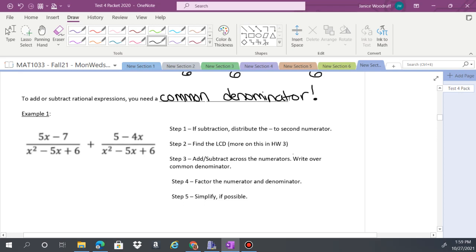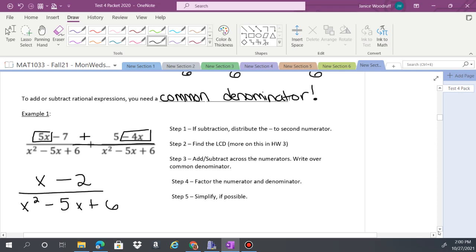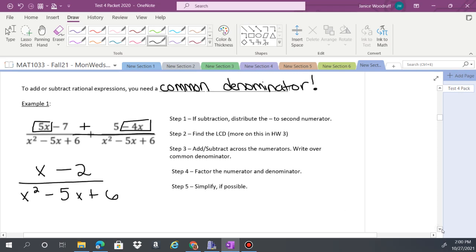So we just add and subtract across the numerator. So here I'm just going straight across, and I'm adding, which means I am just going to combine like terms here. So I have 5x minus 4x gives me an x, and negative 7 plus 5 gives me a negative 2. And then I write that over the common denominator, which is this x squared minus 5x plus 6.